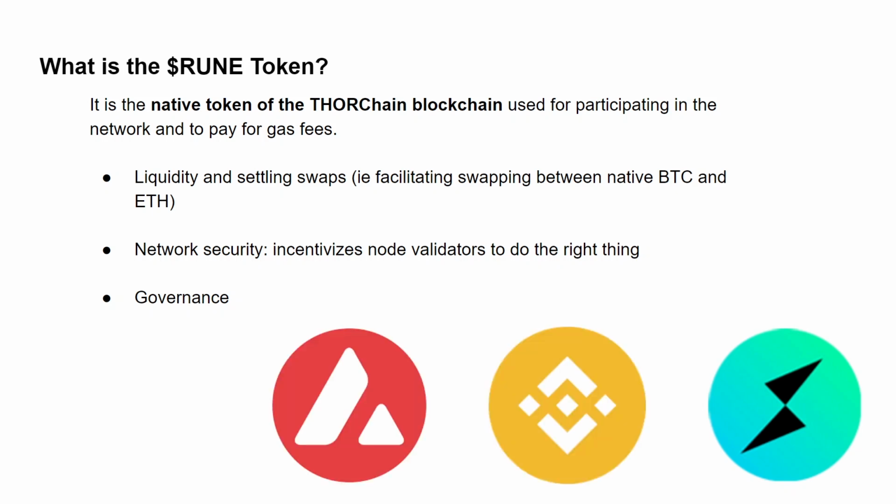You can think of the RUNE token as AVAX is to the Avalanche network and the Binance coin is to the Binance Smart Chain. It serves a very similar purpose in that it's used to pay for gas fees and it's used for governance and it's used to incentivize validators to do the right thing.